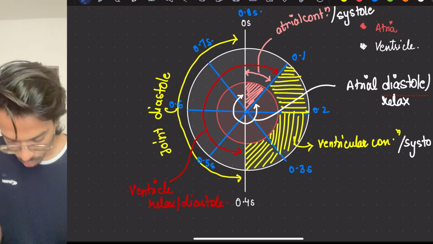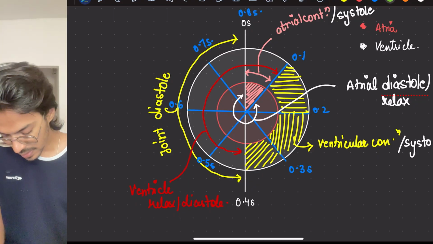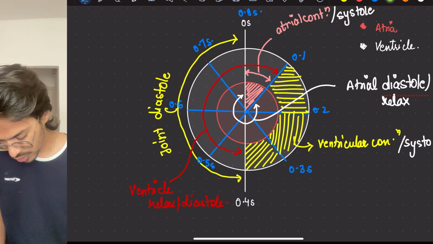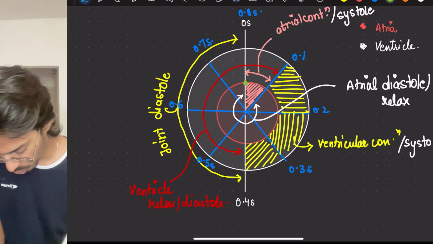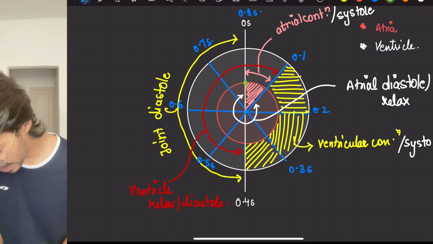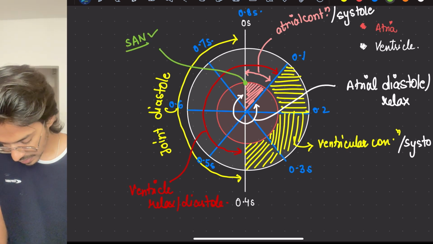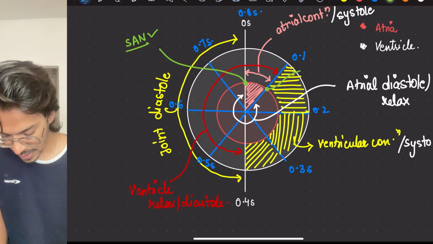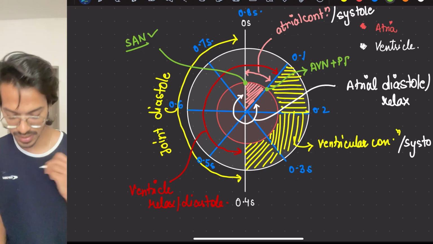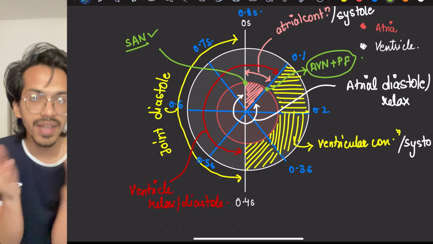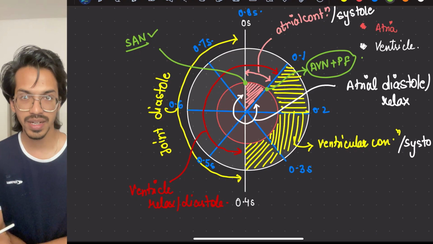Further, if they want to make it a more informative kind of question, let's see what can happen. They said that here in the initial point, which node works? Over here, the SAN node is stimulated. In this area, the AV node plus Purkinje fibers are stimulated. So this is about the cardiac cycle. I hope you have understood a little bit of the cardiac cycle.